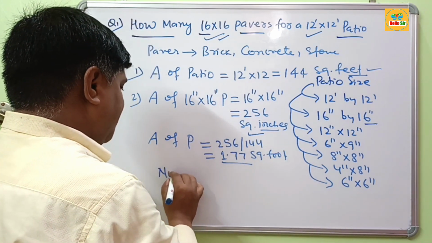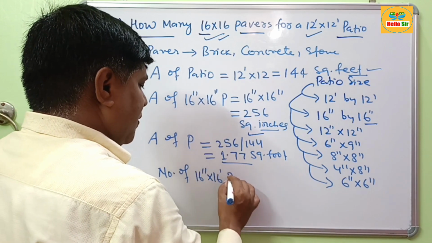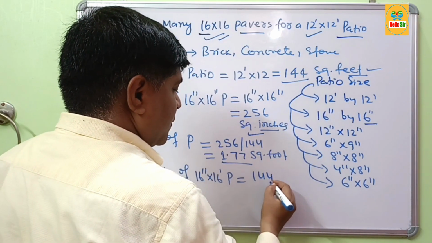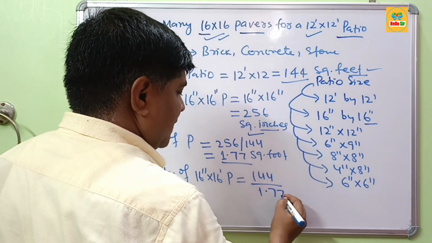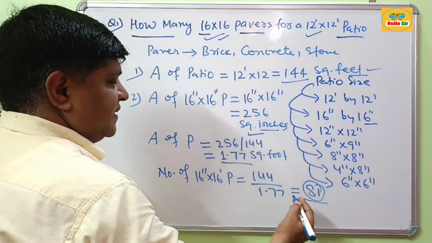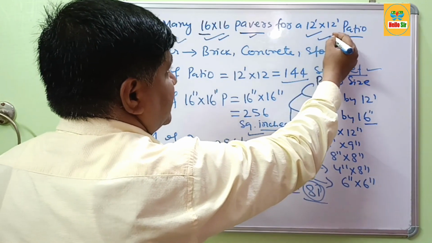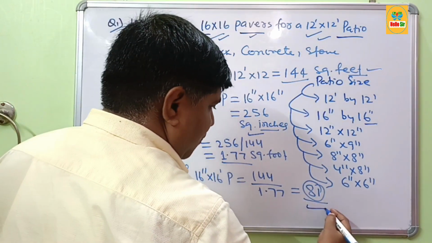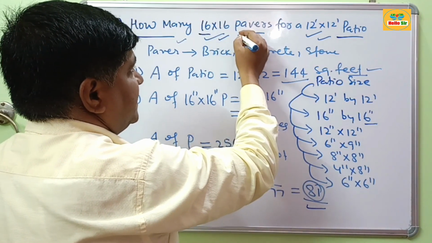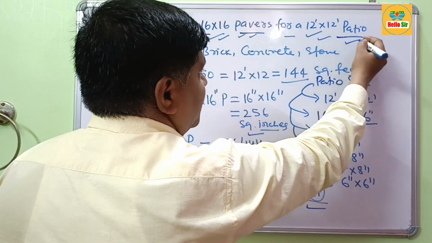The number of 16 inches by 16 inches paver blocks is equal to 144 divided by 1.77. This comes to about 81. And your answer to how many 16 by 16 pavers are required for this size patio: you require roughly 81 pavers of 16 inches by 16 inches for the construction of a 12 foot by 12 foot patio.